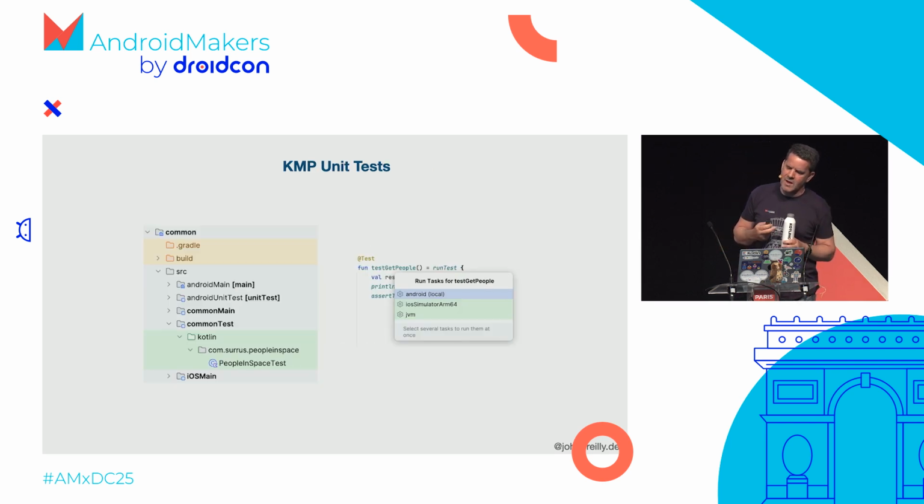So first option here we have is running unit tests in common KMP code from our common test source set. These can be run then for the various platforms we're targeting. Note that we can also add, for example, iOS test source set here if we want to run iOS tests that need to test code that's in iOS main.